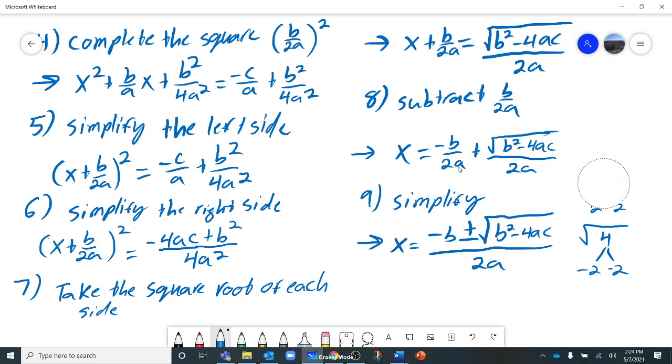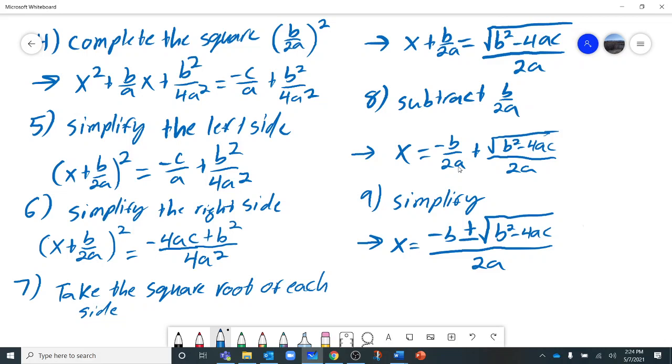And really, we need that because our parabola crosses the x-axis in two places. If we have two solutions, it's going to cross the x-axis in two places. It means y equals 0 at two different places. And so we need that plus or minus to be able to get both of our answers.